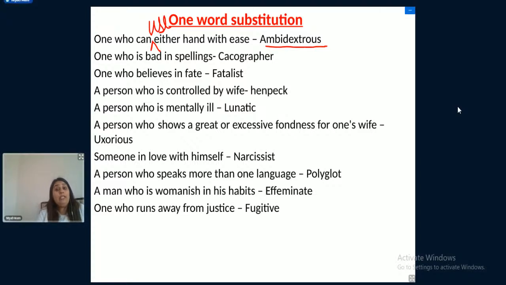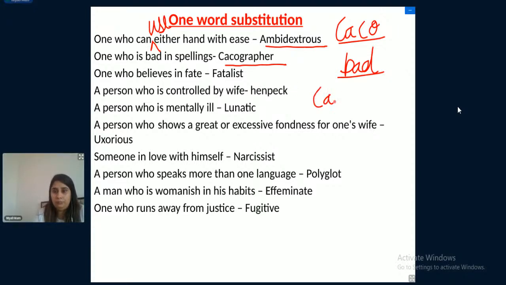Okay. One who is bad in spellings, one who misspells the words, one who does not know the correct spellings of the word is known as cacographer. Cacographer. See, caco is the root word here. Caco means bad. Right, there is another word, cacophonous. Cacophonous is someone who has a bad voice. Caco basically means something bad. One who can use either hand with ease is ambidextrous. One who is bad in spellings, cacographer.